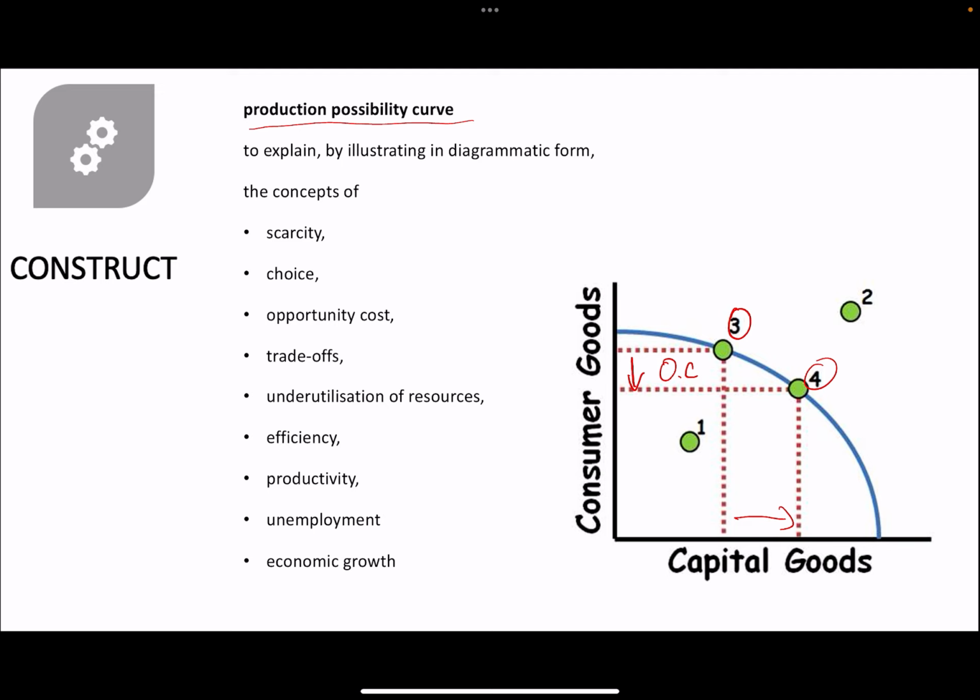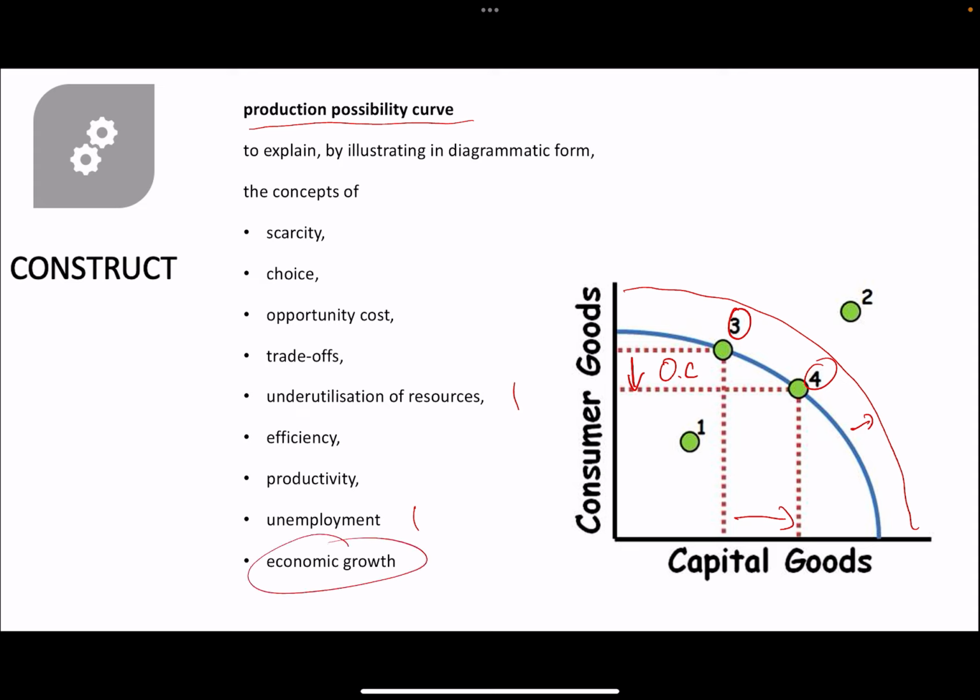Point number 1 represents underutilization of resources, unemployment. Point 2 is currently unattainable, but what if we had an improvement in technology or an improvement in efficiency or production methods, or more output for the same number of inputs? We'd see our production possibilities curve shift outwards. We'd call that economic growth.